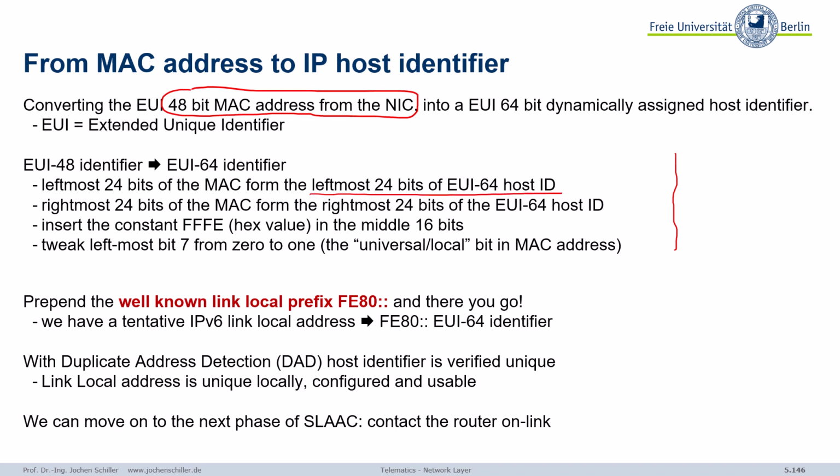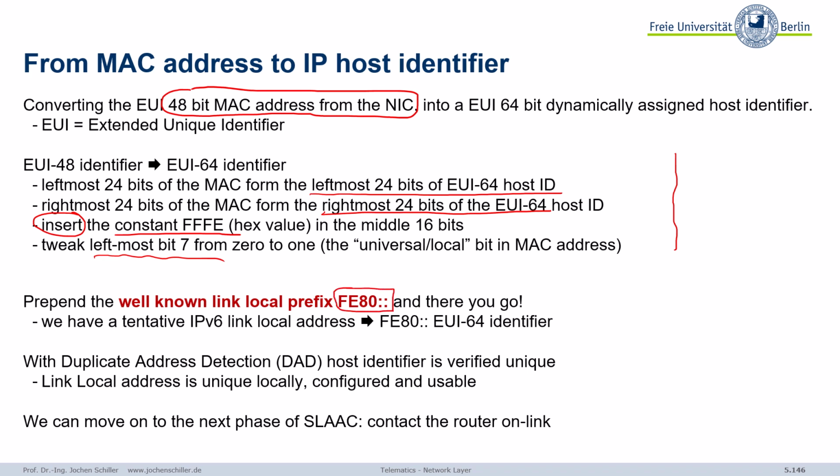Take the rightmost 24 bits and they form the rightmost 24 bits, and then there's something missing in the middle, and this is where we insert a constant FF, FE, in the middle 16 bits. Then we tweak one of the bits, and that's it. So we have to prepend a link local prefix. Again, you see how we play with the addresses.